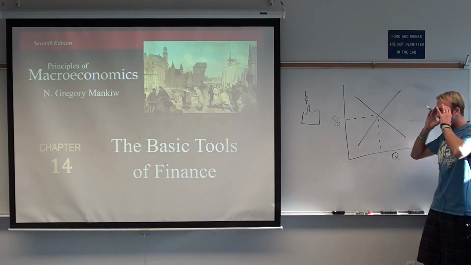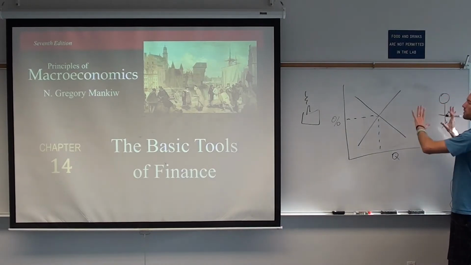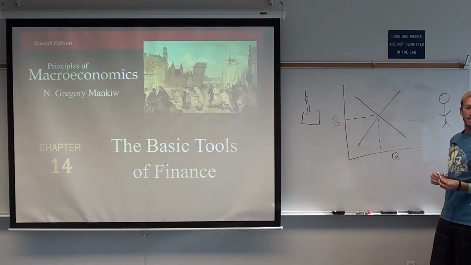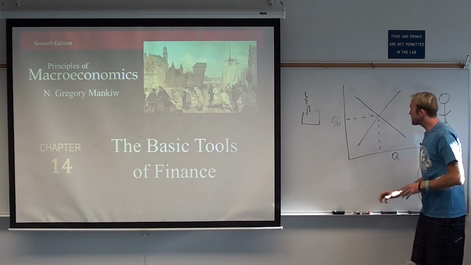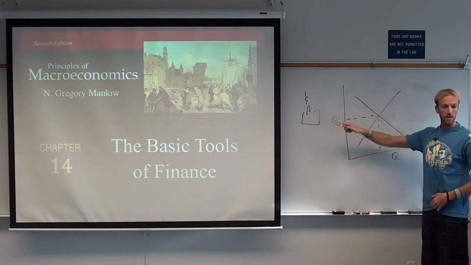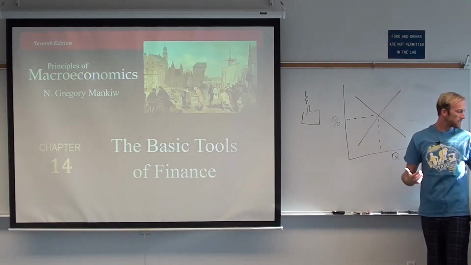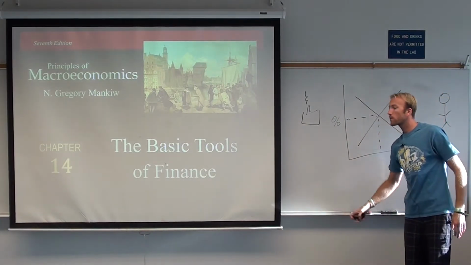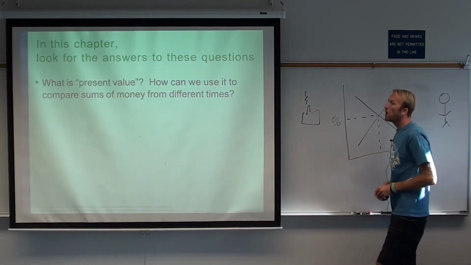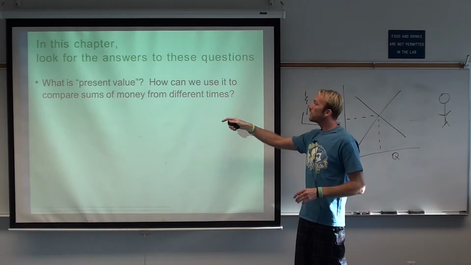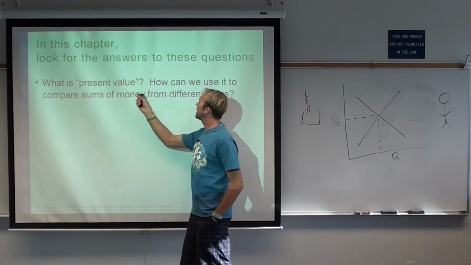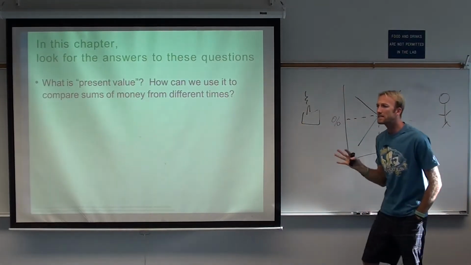Now that we remember what we learned in the last chapters, we're going to think a little bit more about how this money goes from the savers to the investors and the kind of things that they think about when they're providing this money. So we're going to look into these questions. What is present value? We're going to use it to compare sums of money in different time periods.